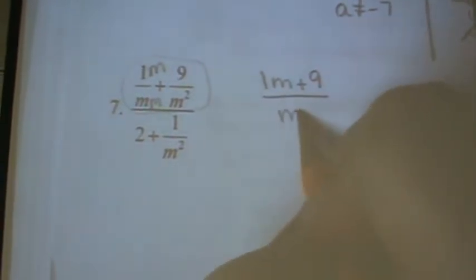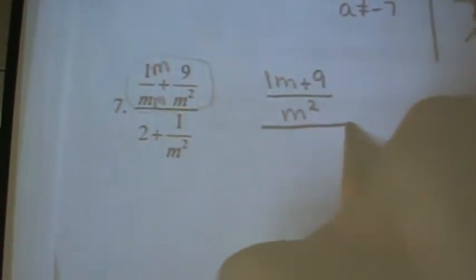What do we need to do here and here? Times by n. Times it by just n. So what do you have? 1m plus 9, over m squared. Good. Main fraction line.